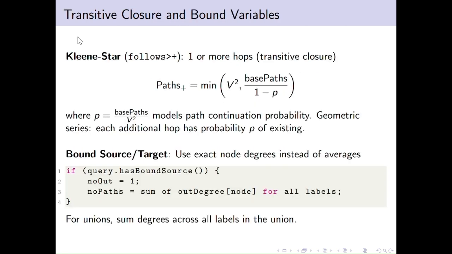We also made sure that our algorithm can give good prediction on Kleene star operations by using this formula here, which is using geometric series, including a path continuation probability, to make prediction of how many vertices we estimate the query will visit. And additionally, for those queries where we already know a specific source or target node, we can actually look up the exact out or in degrees and don't need to estimate it.